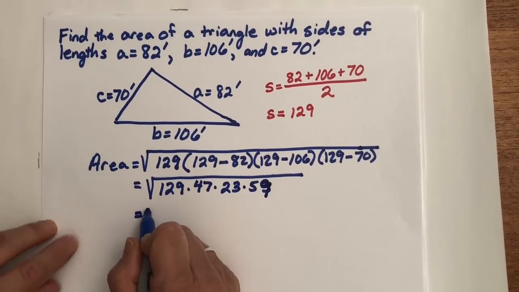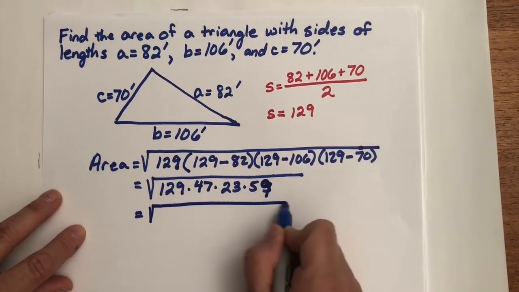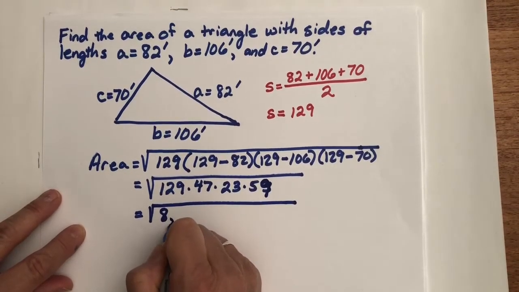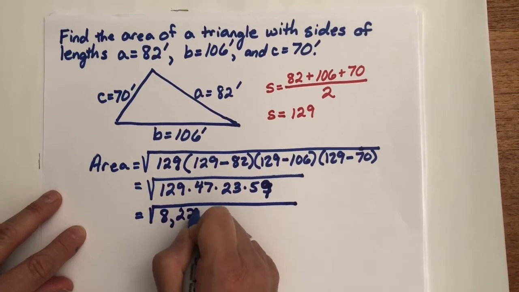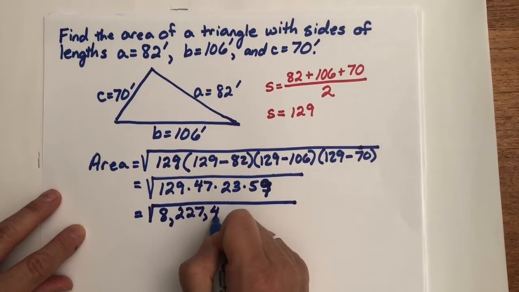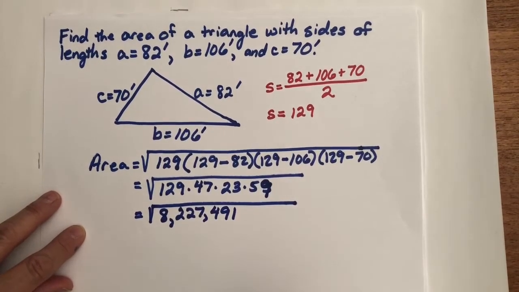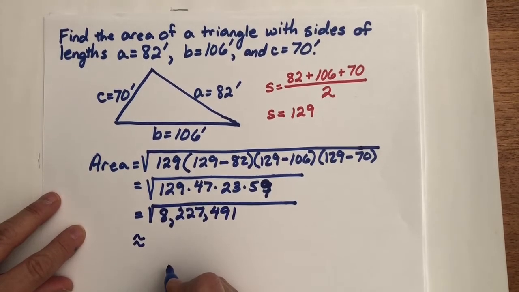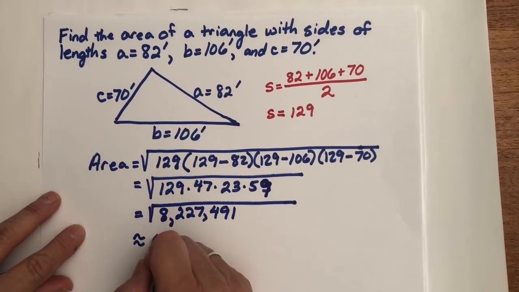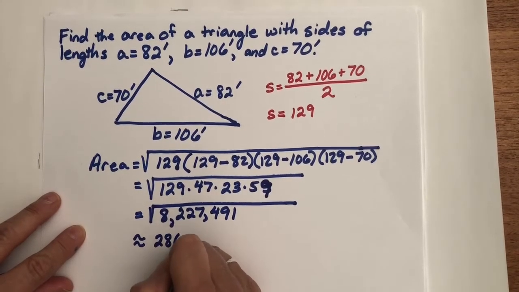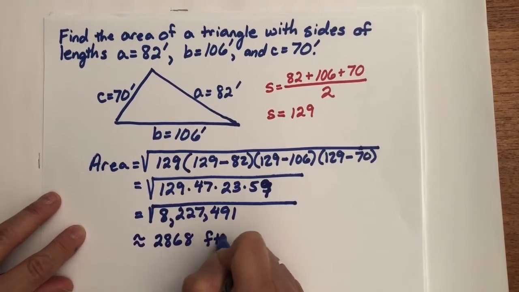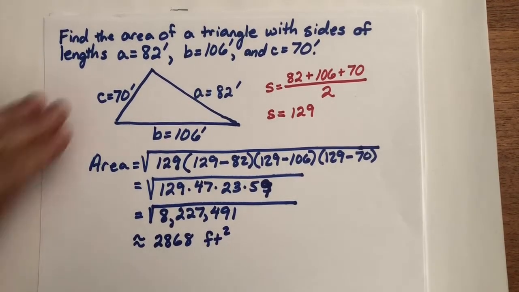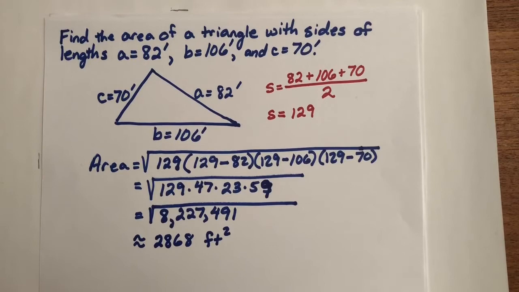And that makes it the square root of, and you could grab a calculator and you'll find it's the square root of 8,227,491. And if we throw those numbers into a calculator, we'll find that the area is approximately equal to 2,868 square feet. So it's a very handy formula to use if we know three sides of a triangle.